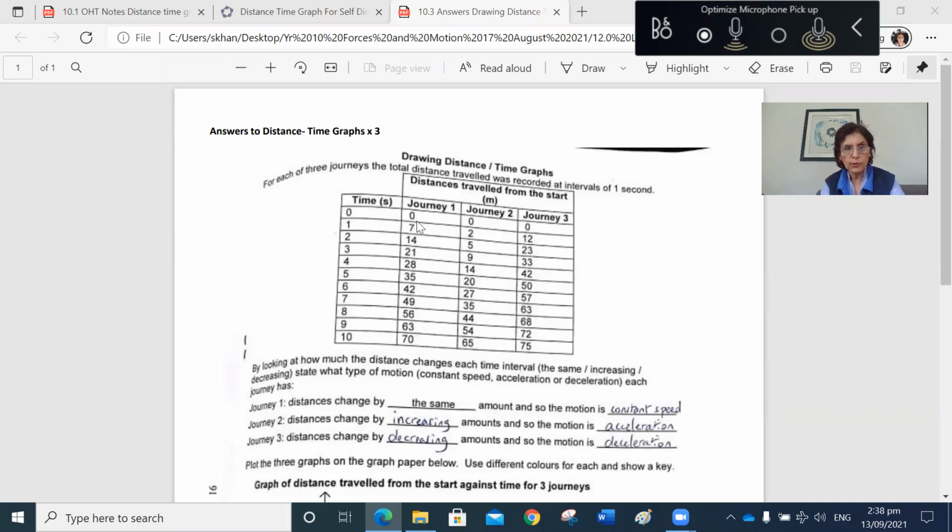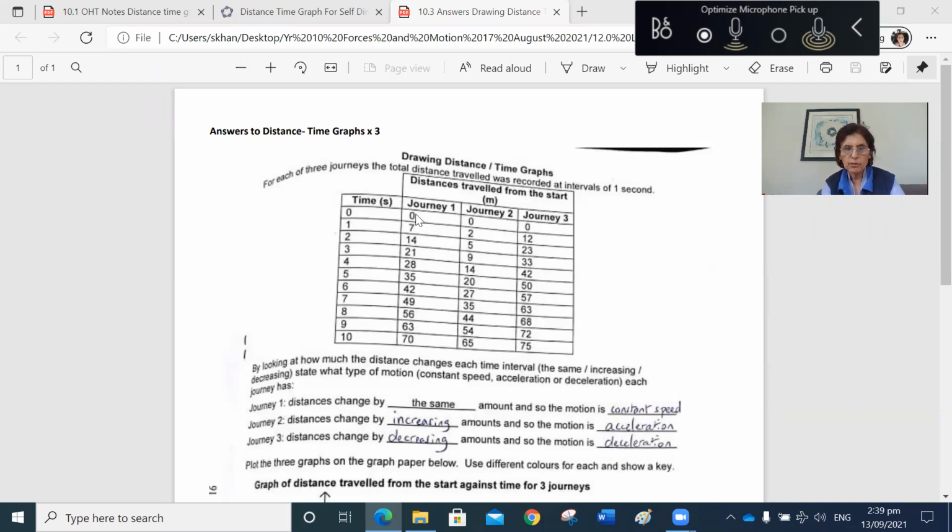Let's first of all look at journey number 1. This is the time. At time 0, distance was 0. After 1 second, the car had traveled 7 meters. After 2 seconds, it was at the 14 meter mark, 3 seconds, 21, and so on. So we can see from here that every second the car was traveling 7 meters, or we can say that the speed of the car was 7 meters per second.